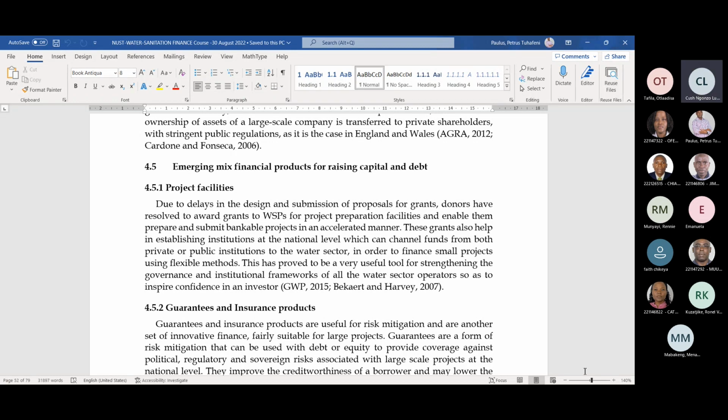So if you are very keen, I think even in South Africa, there have been some reforms going on from 1997 up to these days in many countries because of this kind of facilities. So donors are pushing for a change. What is the change in the management of water and sanitation?